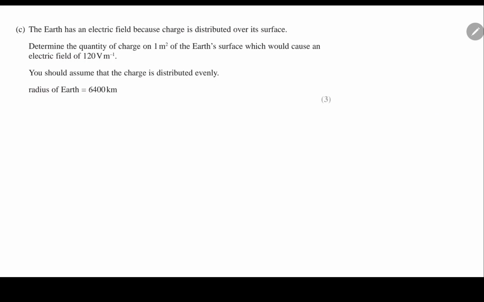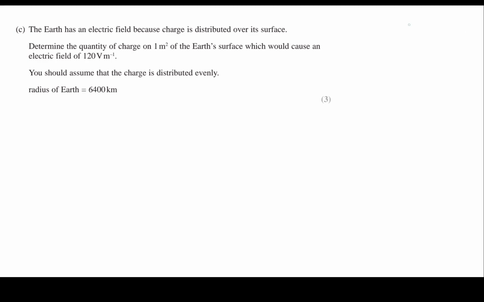So here we have the next question, and this is what I'm talking about as Gauss's law. It's connected to Gauss's law. What they want you to find is, you can see that Earth has an electric field because the charge is distributed all over its surface. Determine the quantity of charge on 1 meter square of Earth's surface, which would cause an electric field of 120 volts per meter. You should assume the charge is evenly distributed.